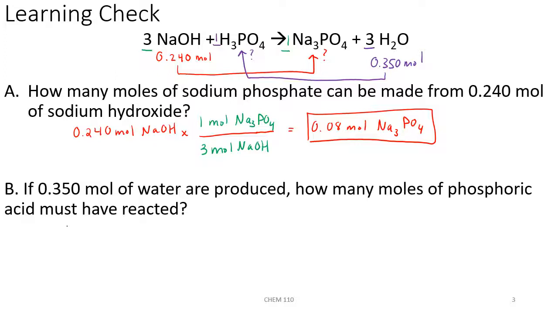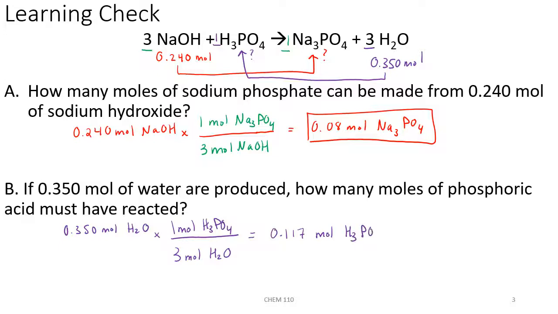Starting with what we were told, 0.350 moles of water, and then writing our mole-to-mole ratio, 3 moles of water are produced when every 1 mole of H3PO4 reacts. So if we take our 0.350 and divide by 3, that'll give us 0.117 moles of the phosphoric acid that must have reacted.